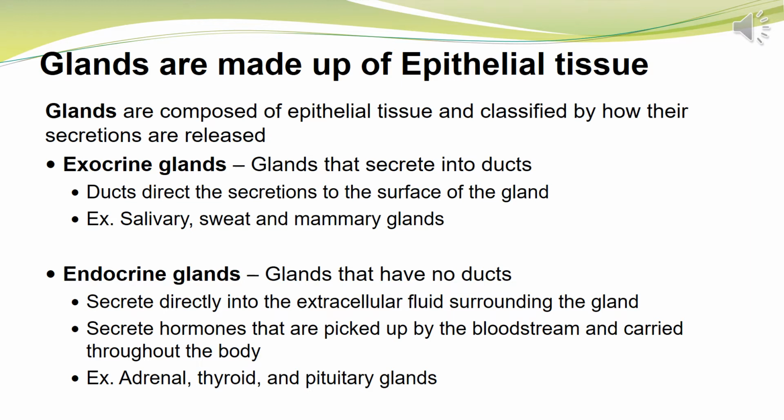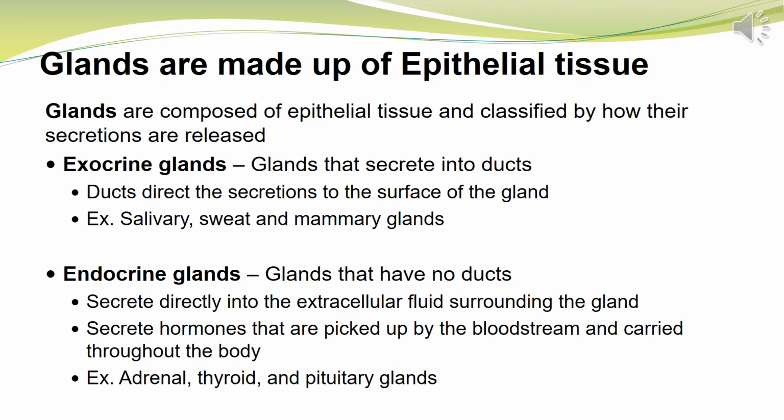So there are the exocrine glands, and these are glands that secrete into ducts or tubes. And these ducts direct the secretions to the surface of the gland where it can be released. Examples of exocrine glands are salivary glands, sweat glands, and mammary glands.